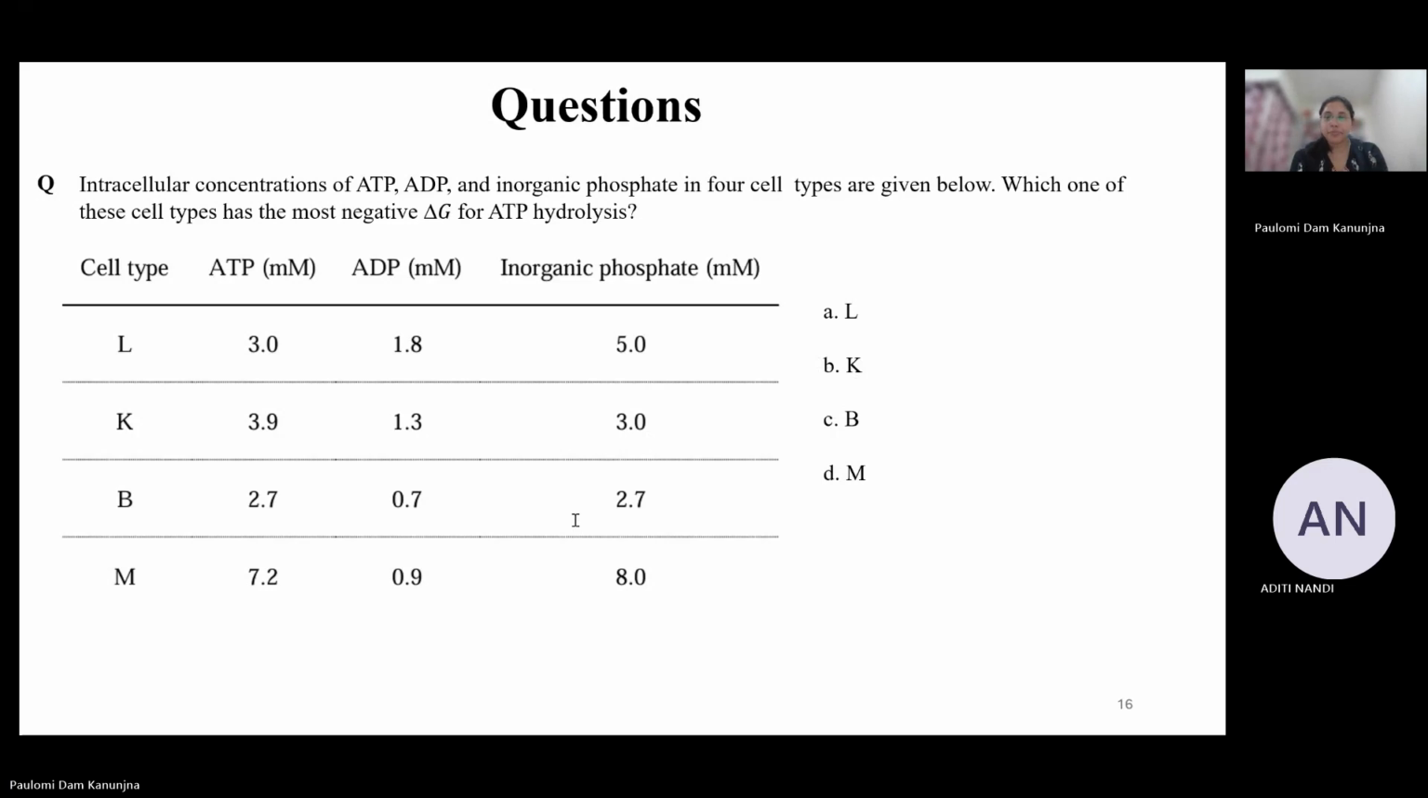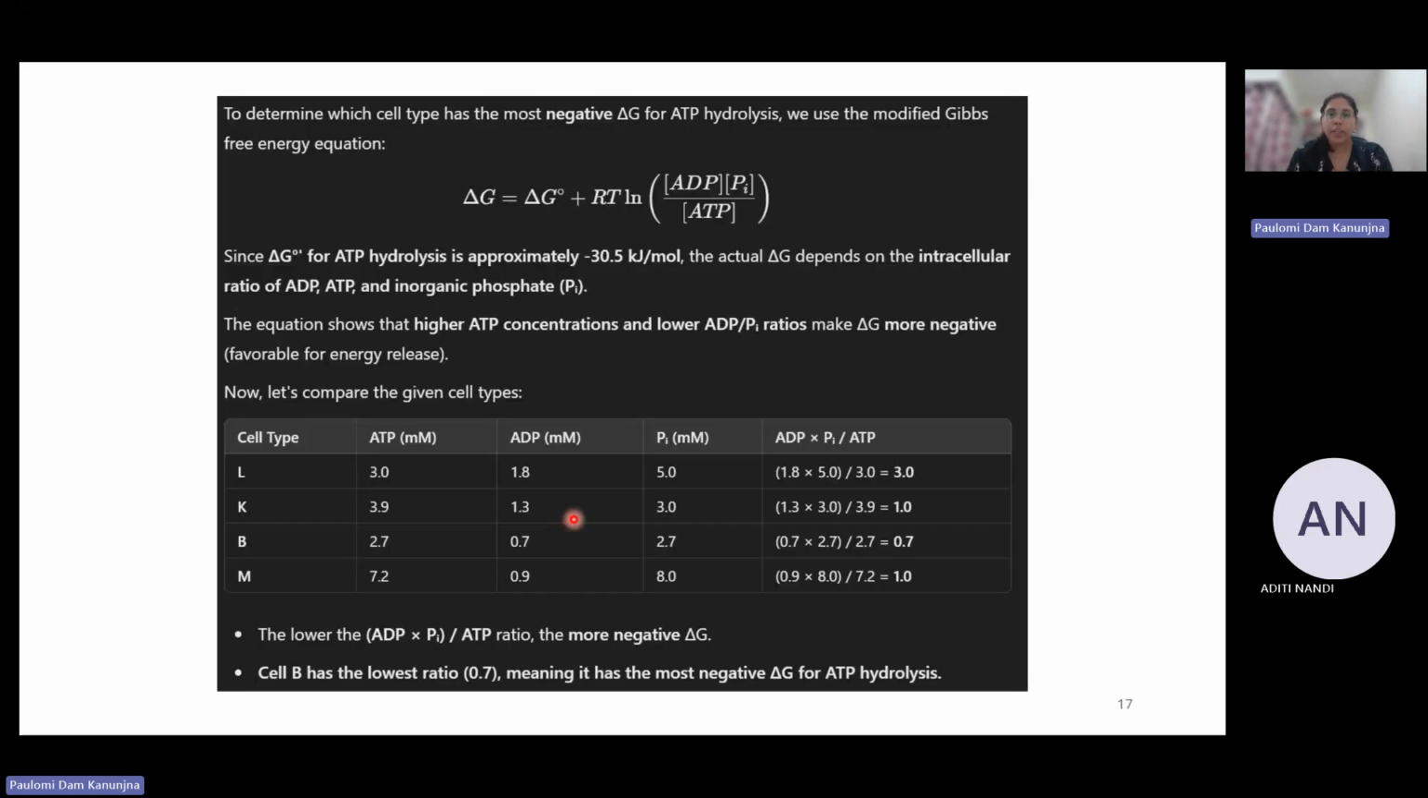D. So C. And let's look into how. First of all, I told you to try to remember the formula for delta G. We have already looked into this. Delta G is basically delta G naught, which is standard delta G, plus RT ln products by reactants. So you have ATP hydrolysis, where your ATP is getting broken down into ADP and Pi. So you have ADP, Pi concentration by ATP. This is what you have, right?